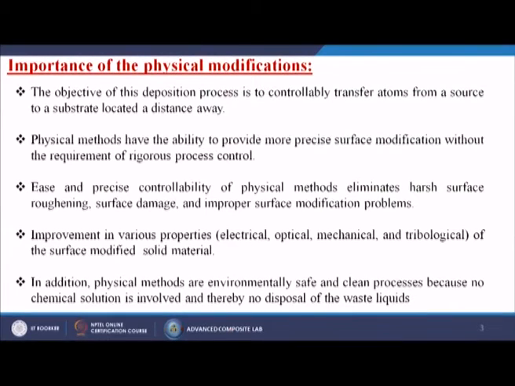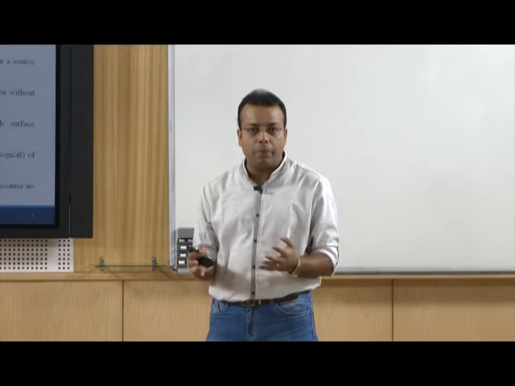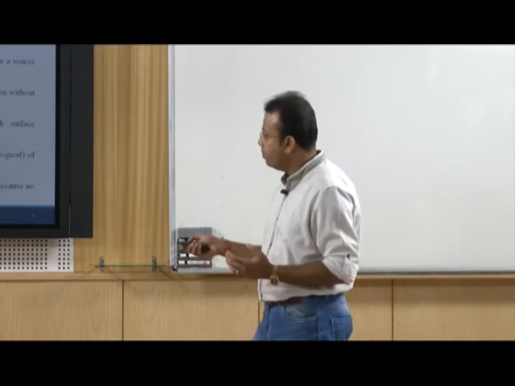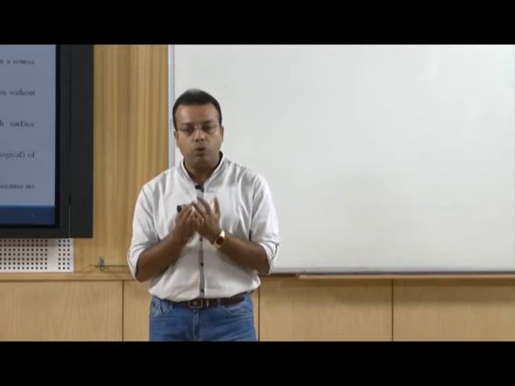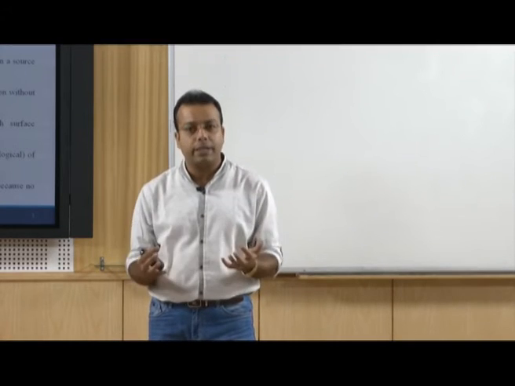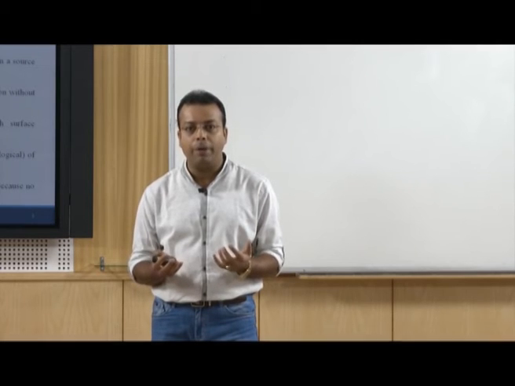It is an easy process, and precise controllability in physical methods eliminates harsh surface roughening, surface damage and improper surface modification problems. So, if there is any scratch, hole or dent, these types of problems can be easily solved by physical modifications. They also improve various properties like electrical, optical, mechanical and tribological properties of the surface-modified solid material. In addition, physical methods are environmentally safe and clean because no chemical solutions are involved. That means no chemical reactions take place, so there is no generation of toxic gases which can harm our body or the environment.